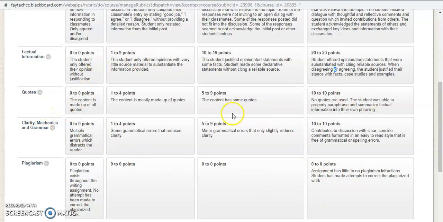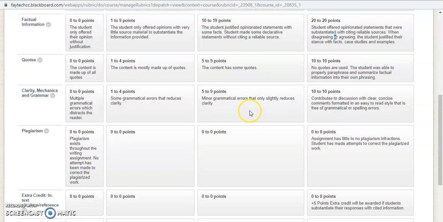The last graded line here is clarity, mechanics, and grammar. As with your initial post, I am not going through this with a fine-tooth comb. But remember, you're having a discussion. If students and myself cannot fully understand your points because there is a reduction in clarity due to grammatical errors, spelling errors, and those types of things, it makes it very difficult to have those conversations. So what I recommend doing is, when you are posting your responses, type these out in a Word document so that you can get the spell check.